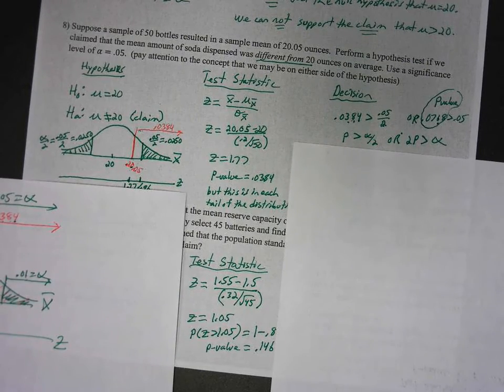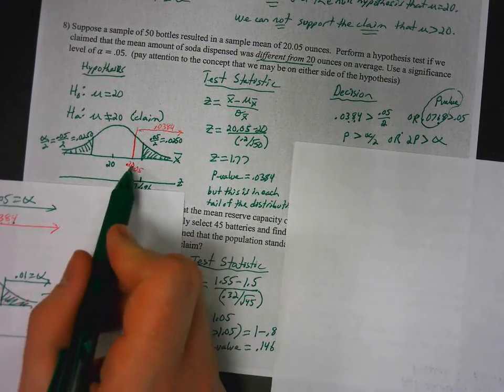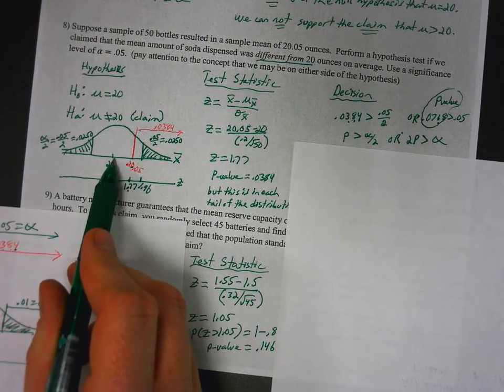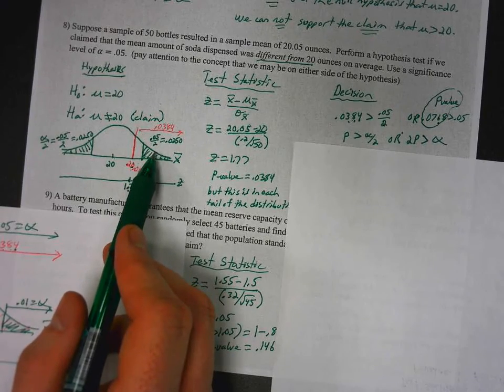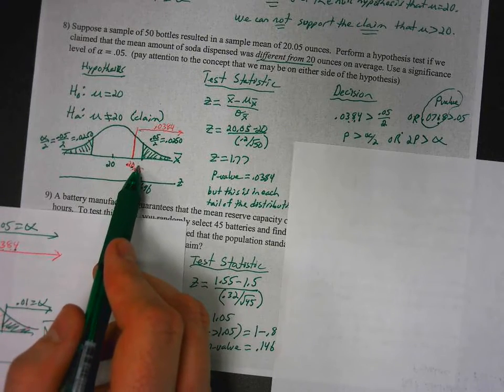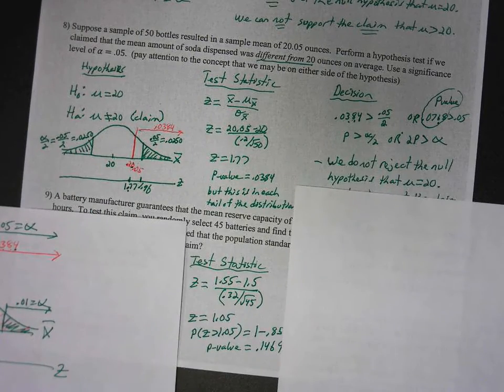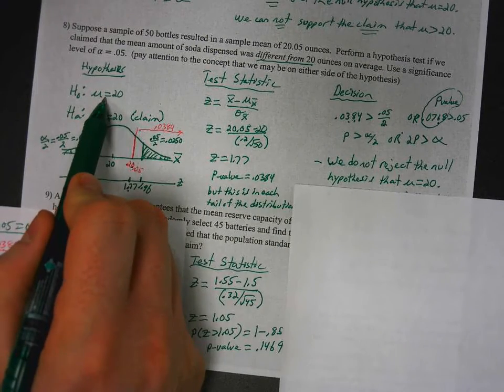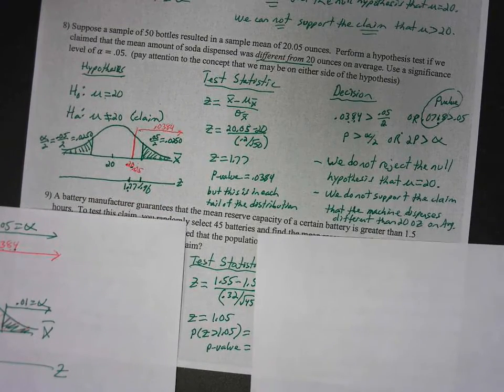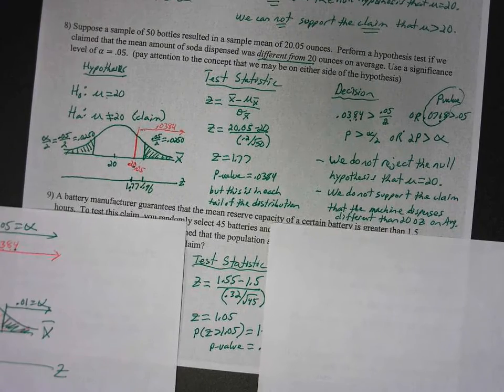So what does that tell us? Well, again, the 20.05, or the z-score of 1.77, is close enough to 20 based on our alpha value of 0.05, which we split between the two ends. So 20.05 is close enough to 20 that we do not reject the null hypothesis that mu equals 20. And what does that tell us about the claim? If we do not reject that mu equals 20, then we cannot support the claim that the machine dispenses different than 20 ounces on average.